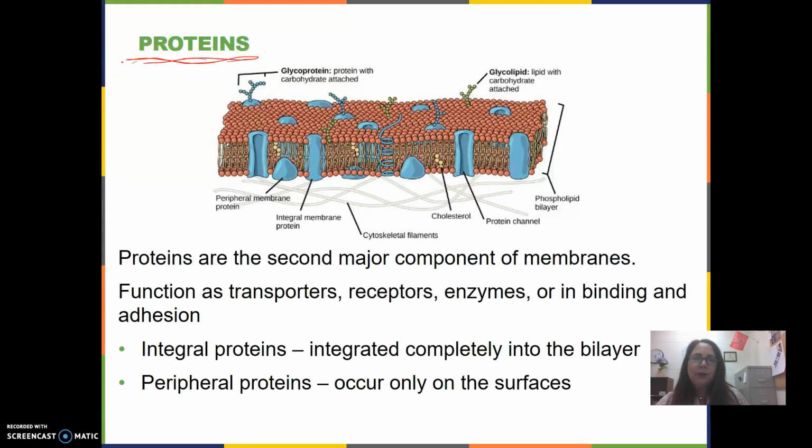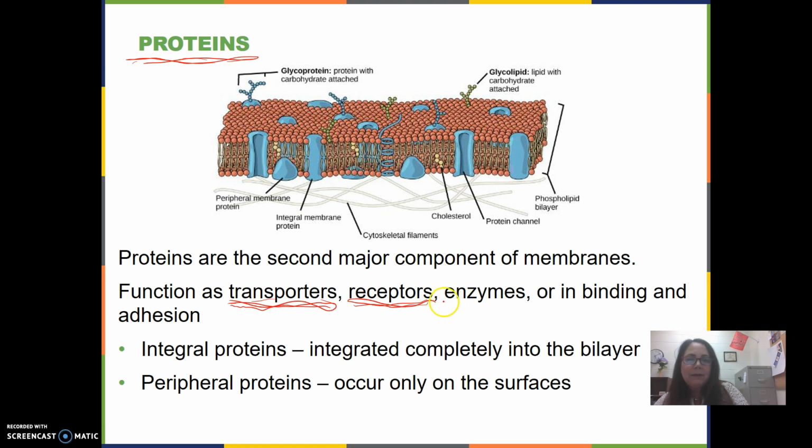The proteins are the blue molecules that are scattered throughout the phospholipids. They have various functions. We'll talk about the different types of proteins, but for now, they can transport molecules, like the channel proteins. They can transport molecules across the plasma membrane, either into or out of the cell. They can function as receptors, like the example I gave you for insulin. Insulin would bind to a receptor protein, and then it would cause the cell to lower your blood sugar levels.